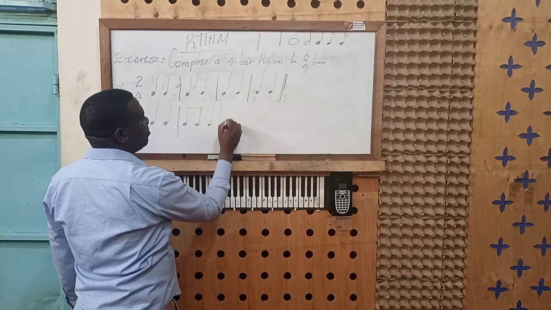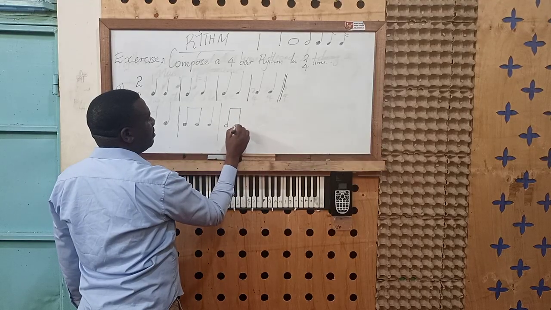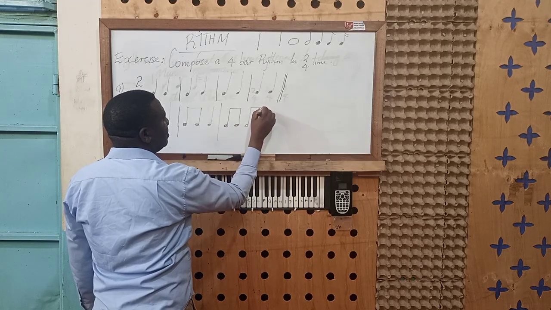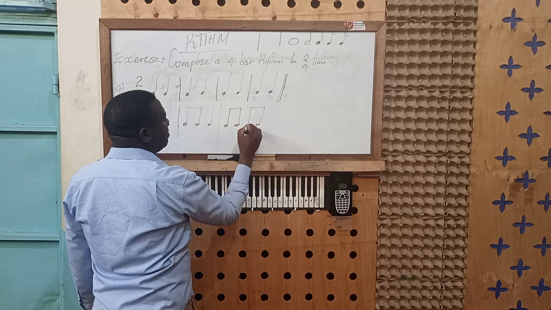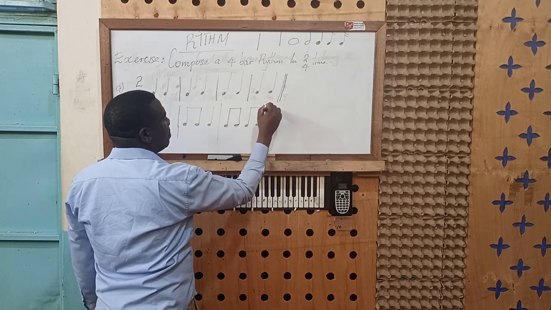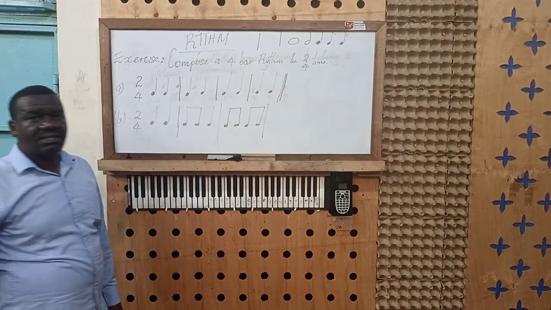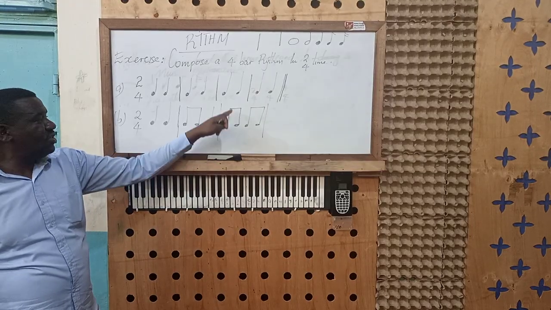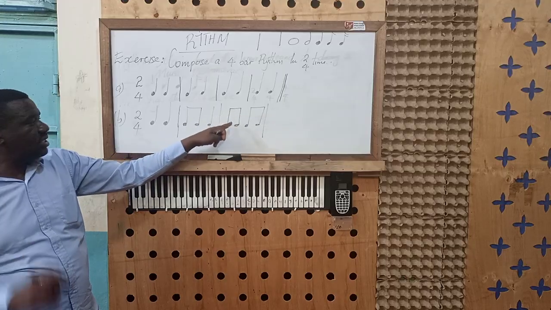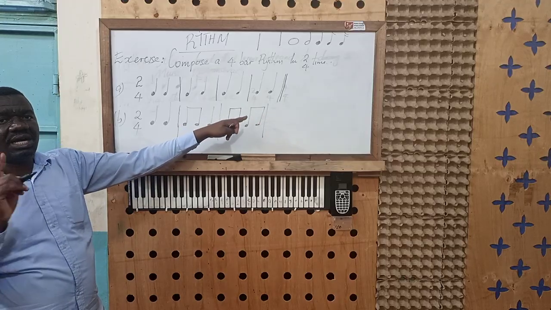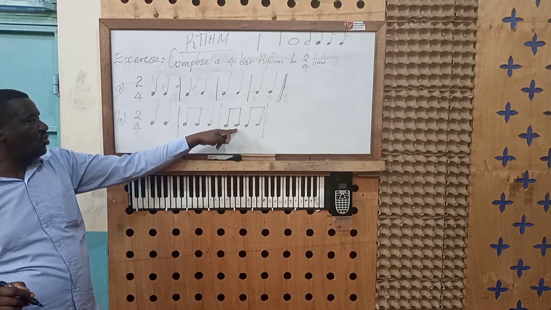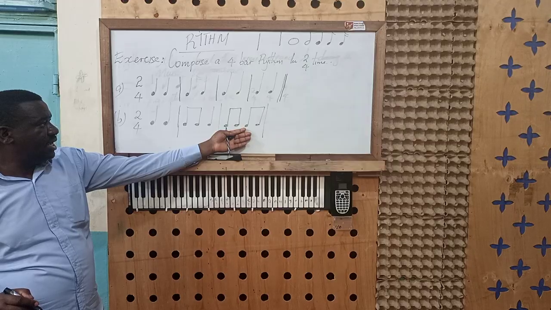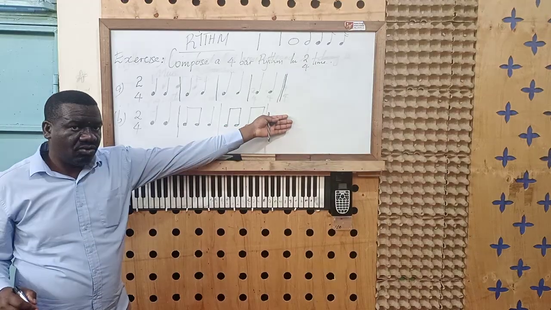I can go to the next one and do the same, like that. Look at that. How many crochets are here? There are still 2 because 2 quavers make 1 crochet. 2 quavers make another crochet. So there are still 2. So how many bars do I have? 1, 2, 3 bars. Now, the last bar.